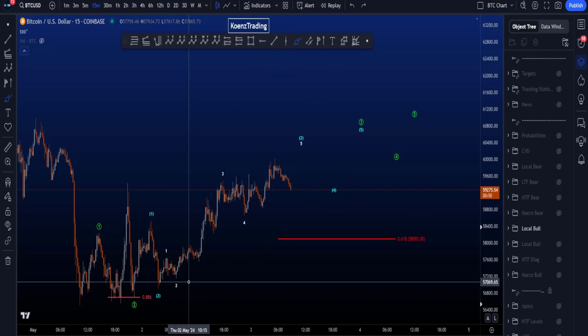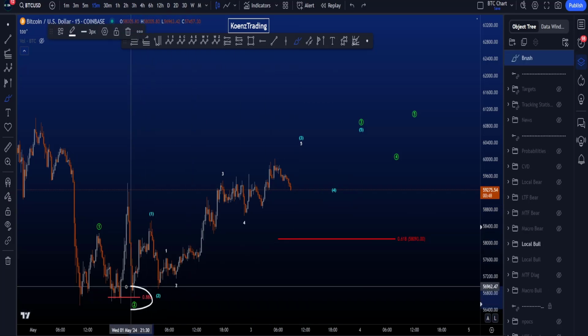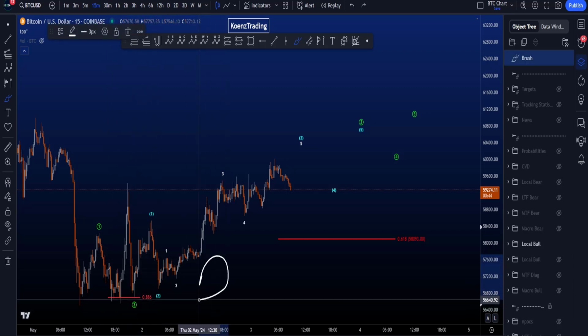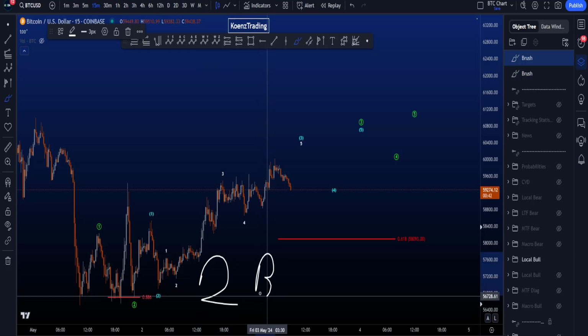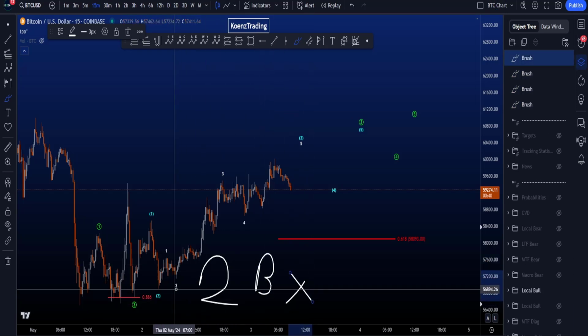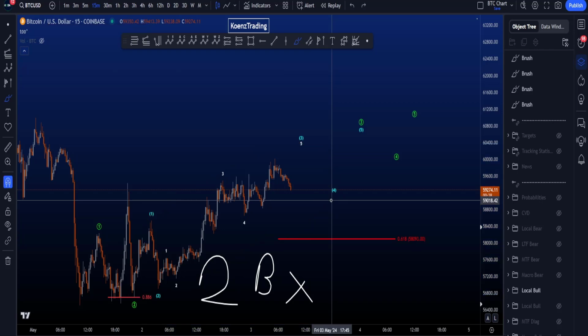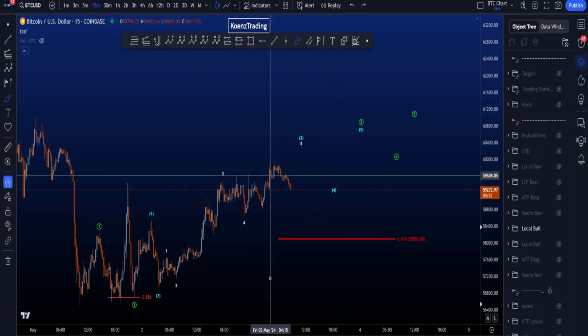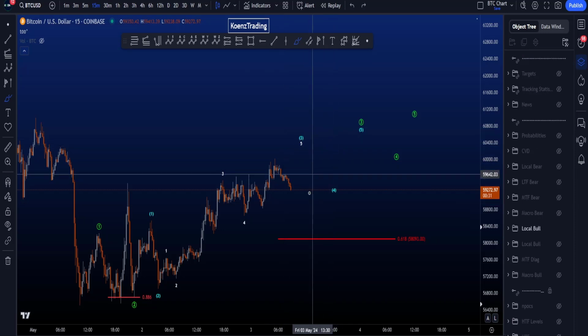Now the probabilities aren't too great anyway, because this wave 2 here hit the 0.886, and the 0.886 is a rare target for a wave 2, common target for a wave B or a wave X, increasing the probabilities that the price action after an 0.886 touch is a wave C or a wave Y, which therefore increases probabilities to sooner or later move down to take the lows.